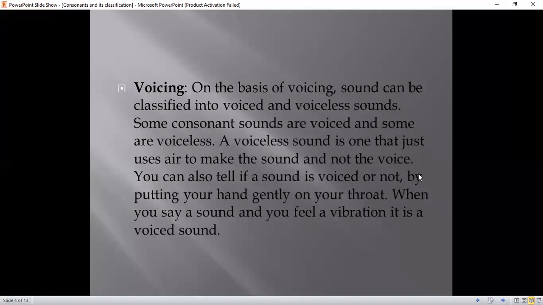On the basis of voicing, sound can be classified into two categories, voiced and voiceless. Some consonant sounds are voiced and some are voiceless. A voiceless sound is one that just uses air to make the sound and not the voice. And you can also tell if a sound is voiced or not by putting your hand gently on your throat. When you say a sound and you feel a vibration, then it's a voiced sound. Whereas when you say a sound and you don't feel any vibration, then it's a voiceless sound.